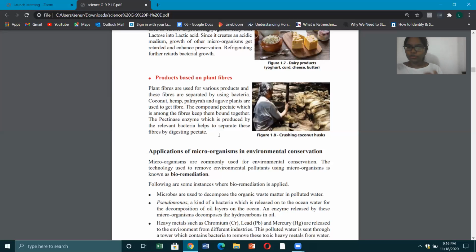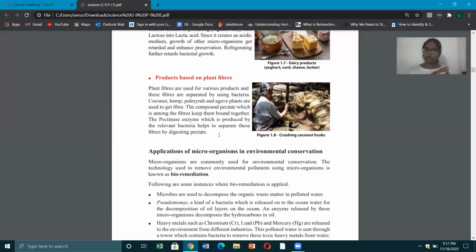Now, how does this bacteria help in separating these fibers? This bacteria puts out an enzyme known as pectinase. This enzyme digests pectate. Plant fibers have been bound together because of a compound known as pectate. Again, the compound named pectate is what keeps these fibers bound together.